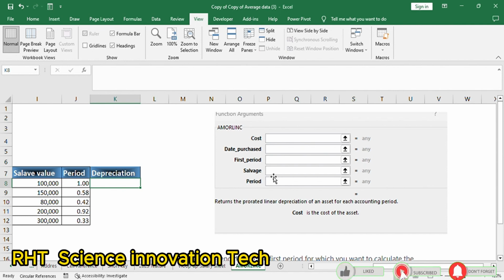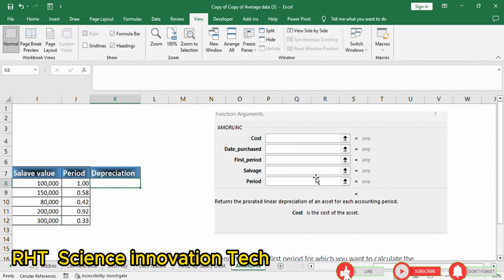So the function will initially require the cost. The cost is actually the amount at which the company or organization has acquired the assets. Then the date of purchase, the date on which it was purchased. Then the first period, the period for which they are going to calculate the depreciation. It is actually the end of the financial year.